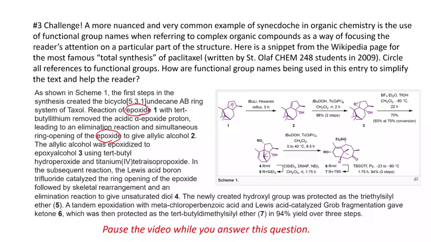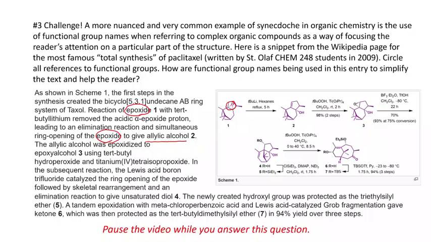Okay, so the epoxide is this group right here, 3-membered ring with an oxygen. Now in this particular case, allylic alcohol, that's not a functional group name, that's actually a compound type, allylic alcohol 2. The allylic alcohol was epoxidized to epoxy alcohol 3 using tertiary butyl hydroperoxide and titanium 4 tetraisopropoxide.